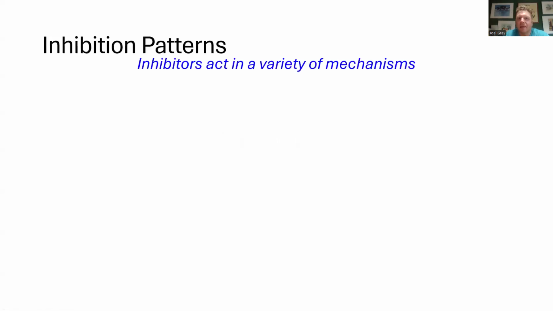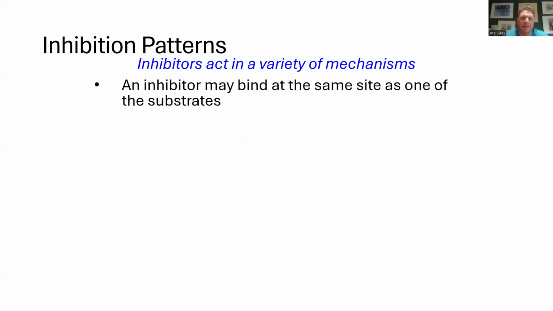So, enzyme inhibitors act in a variety of mechanisms. An inhibitor may bind at the same site as one of the substrates. So what we're doing is visualizing that we have an enzyme, and then we have our substrate, and then we've got an inhibitor. I've drawn this substrate to look like it can fit right in there, and this inhibitor also looks like it could fit in there.